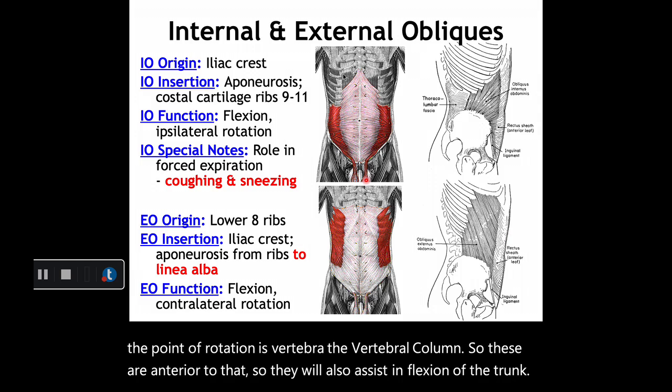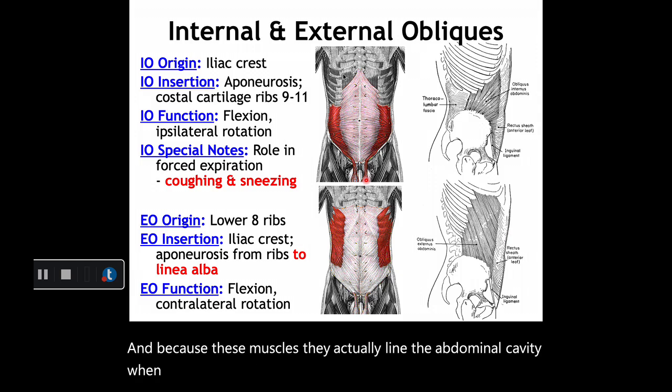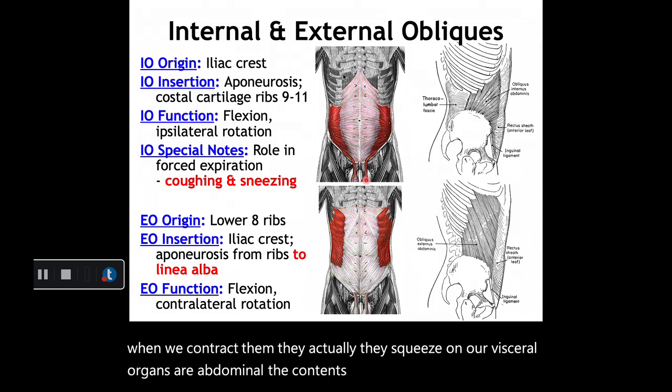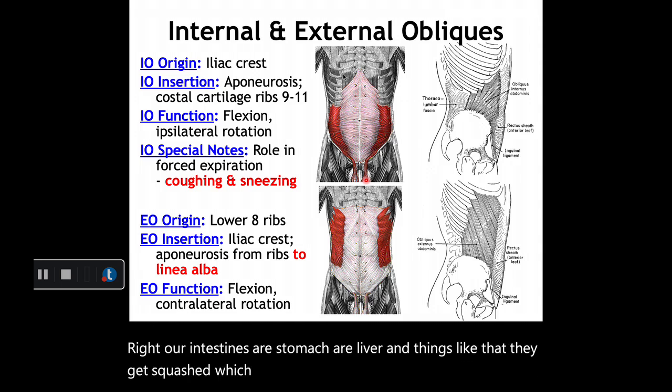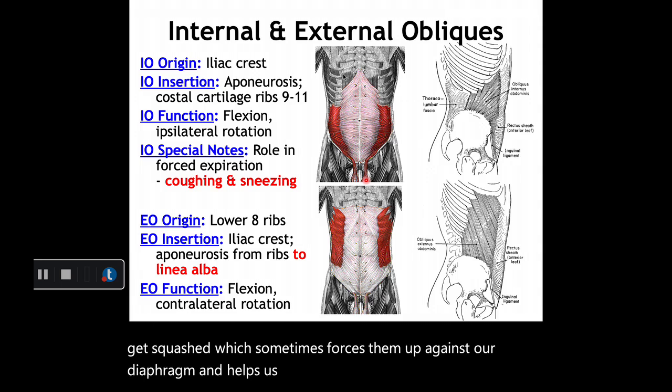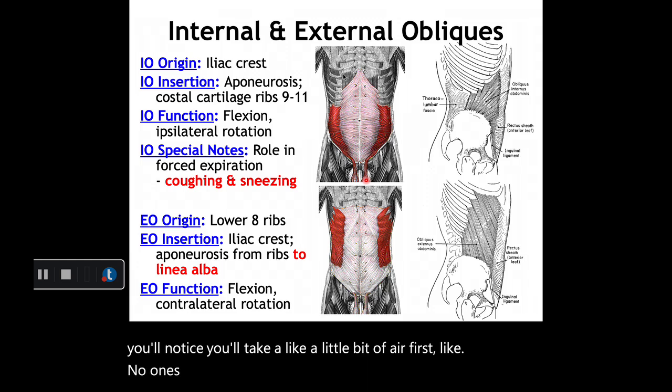And because these muscles line the abdominal cavity, when we contract them, they squeeze on our visceral organs, the contents of our abdominal cavity, right? Our intestines, our stomach, our liver, and things like that. They get squashed, which sometimes forces them up against our diaphragm and helps us expel air. So if you have to cough, you'll notice you'll take a little bit of air first, like, no one's here, so I'm okay to cough. I'm not coughing on anyone.